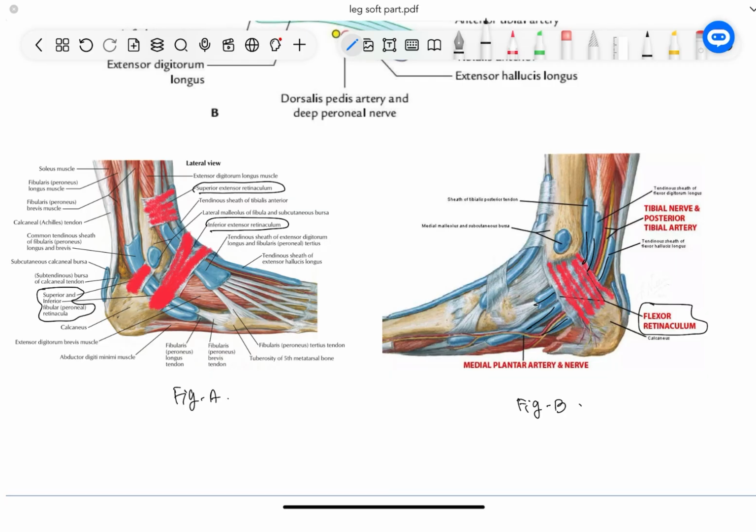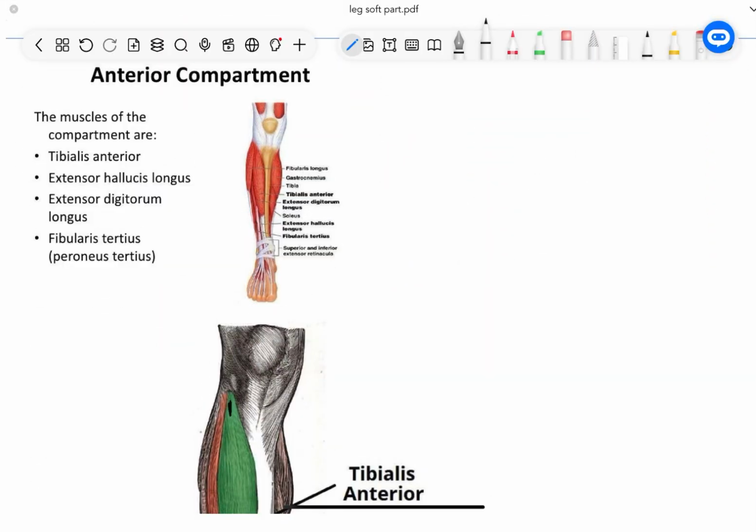So, after the skin, superficial fascia and deep fascia, now we are going to describe compartment-wise. Our first topic of discussion is the anterior compartment of the leg. On screen you can see the anterior compartment muscles of the leg. Let us start. The anterior compartment has some muscles. Number 1, tibialis anterior. Number 2, extensor hallucis longus. Number 3, extensor digitorum longus. And number 4, peroneus tertius, or we can say fibularis tertius.